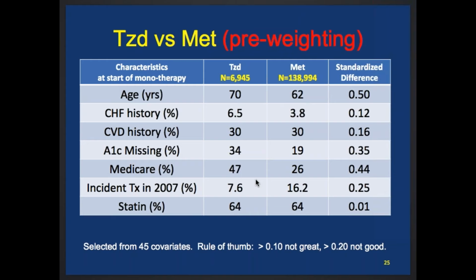The incident TX here, this 0.25 is based on all the years, but I focused in just on 2007, where we start seeing a shift, as Christiane alluded to, into where concerns really started popping up. And then just file this one away in your memory for the moment. Statin percent, which we'd really like to have well balanced, is perfectly balanced. It's actually 64% in both, so file that away in your memory for the moment.